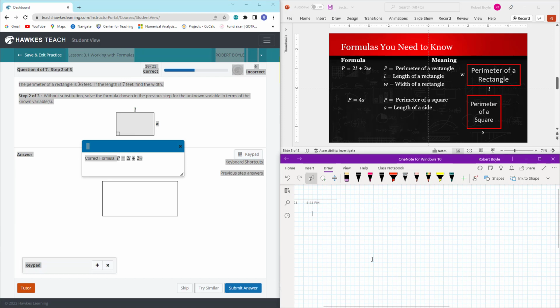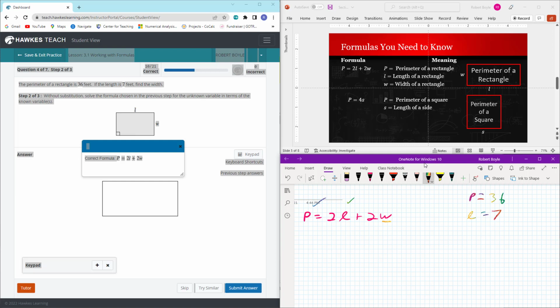Let's write down our formula. That's going to be P is equal to 2L plus 2W. We know what L is. We know what P is. P is 36. And then L is equal to 7. We are looking for W, so we want to solve for W, which means we want all the terms with the W on one side of the equation and everything else on the other side of the equation.